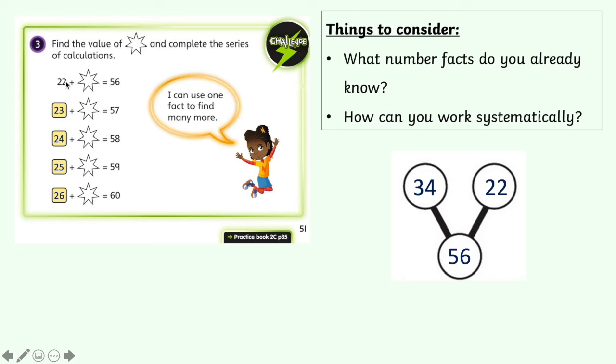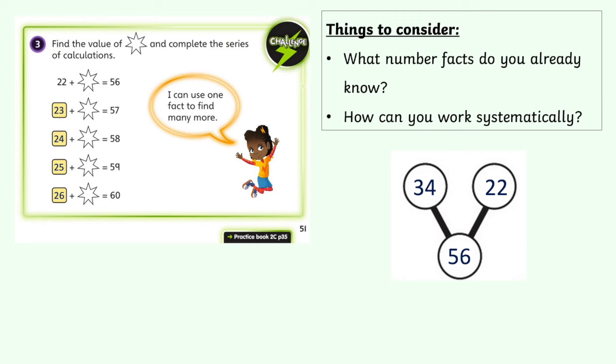So here are the answers. The first calculation was 22 add 34 equals 56. As the answer went up by 1, so did this part. 23 add 34 is 57. 24 add 34 is 58, and so on. How did you find that challenge? Were you able to work systematically, or did it take a bit longer as you thought about each one separately?